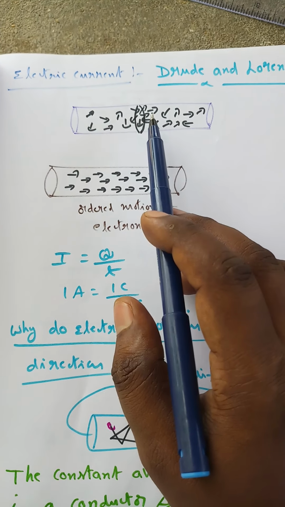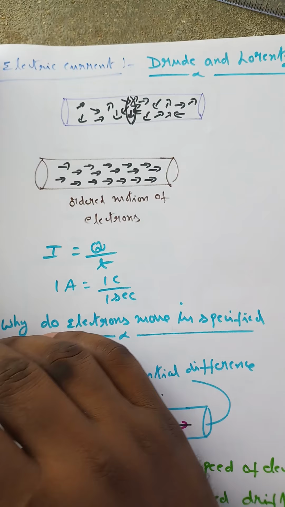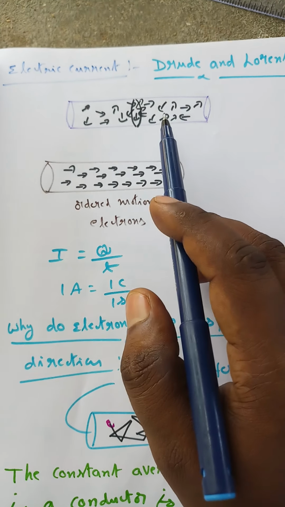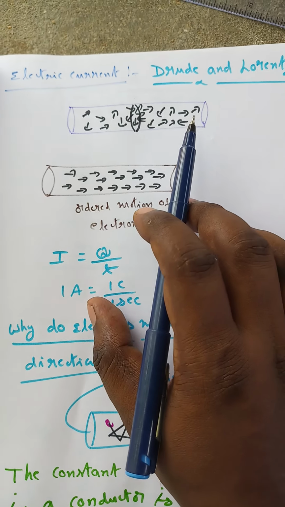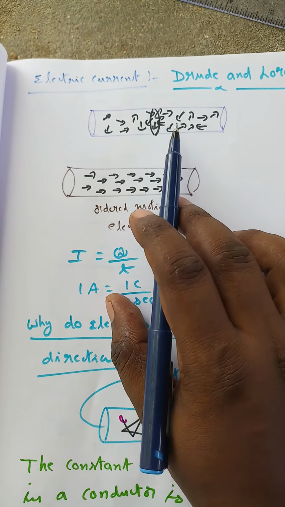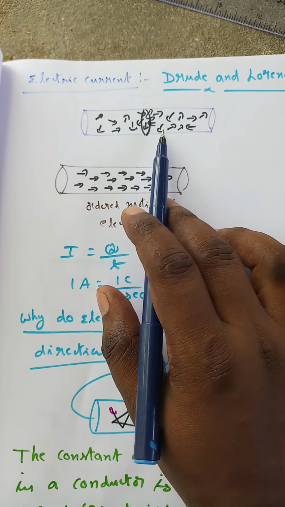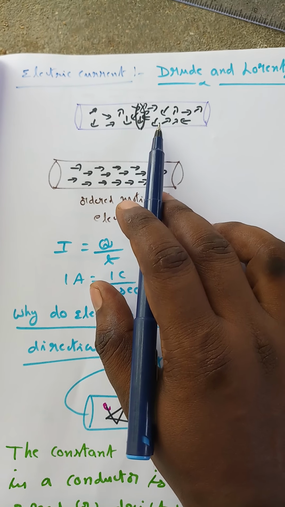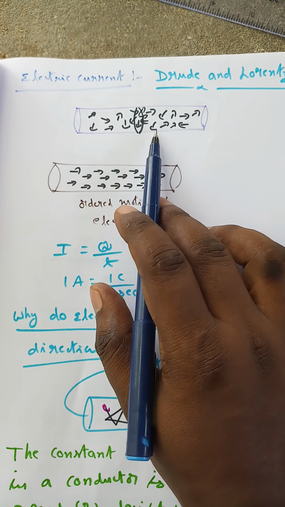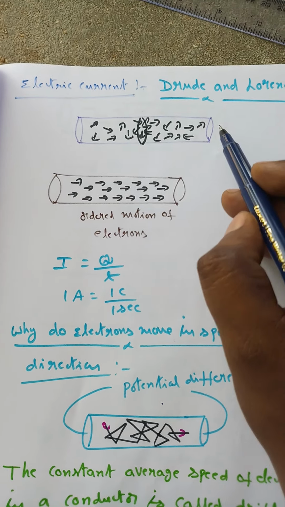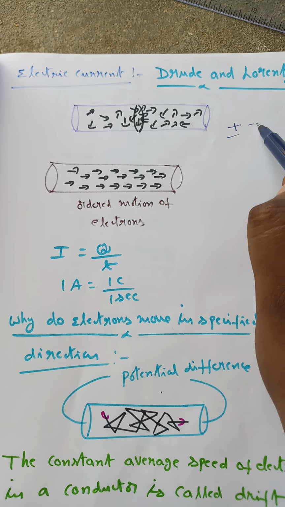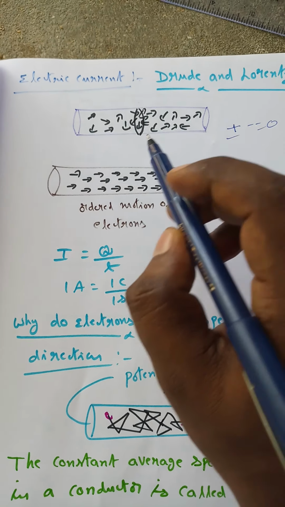That means the current due to the motion of one electron is cancelled by the current due to the opposite motion of another electron. There is no net charge flowing in one particular direction through any cross sectional area. So that's why the current I is equal to 0. That means there is no current.